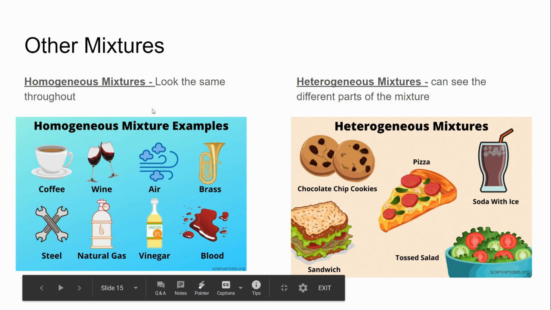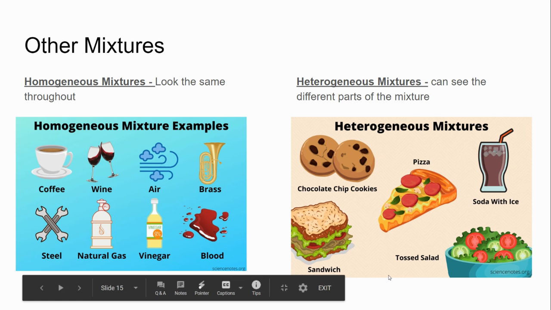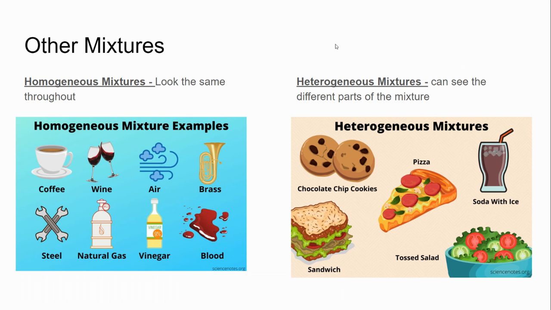They're all solutions, okay? We also have heterogeneous mixtures. Heterogeneous mixtures, you can see the different parts in them. So like chocolate chip cookies, pizza, soda with ice, tossed salad, sandwich. Well, those are all delicious heterogeneous mixtures. Okay, hetero meaning different. Homo meaning the same, like homosexual, same sex. Heterosexual, different sex. That's where the word comes from.